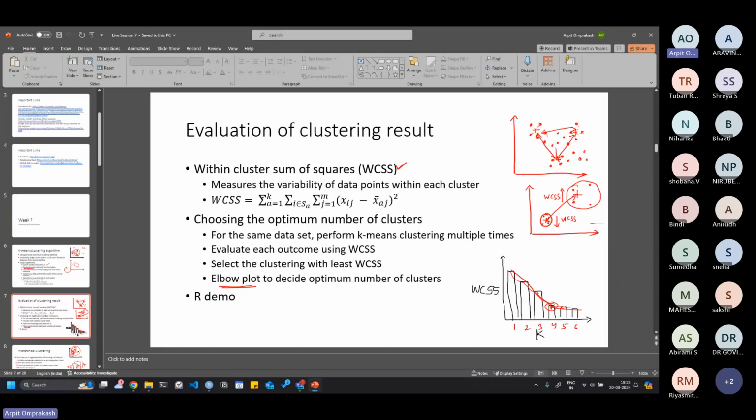So basically this measures the same thing. What is the variability of data points within each cluster? If there's a high variability, then the model is bad. If there's a low variability, that means the clusters are tighter and the model is better.